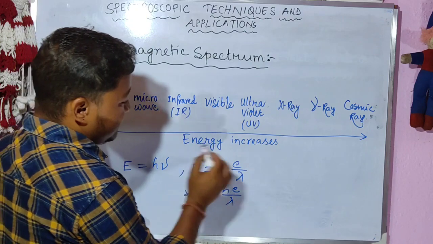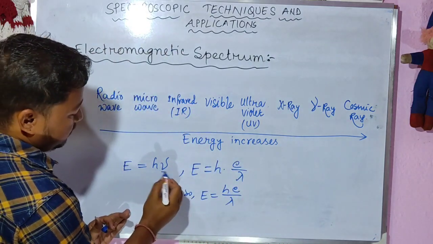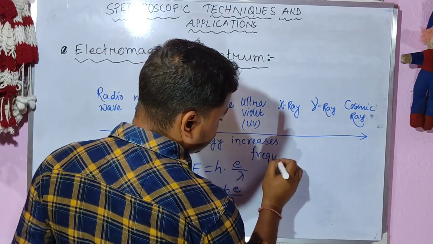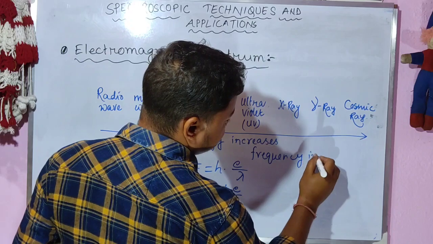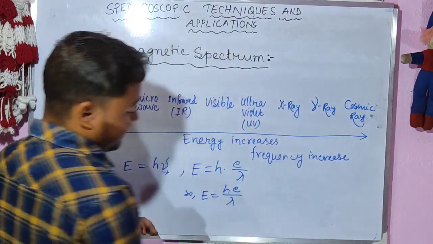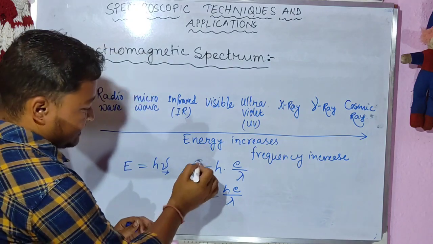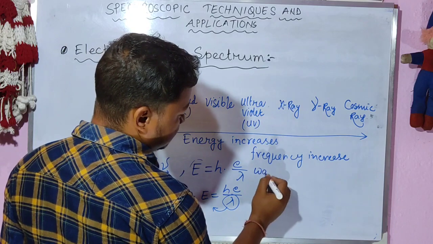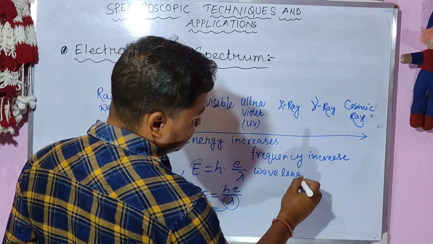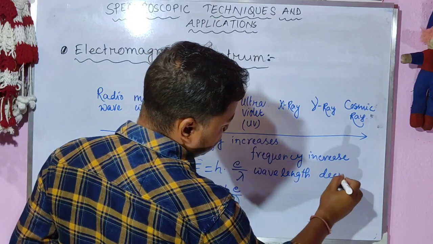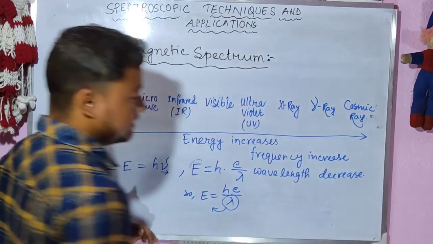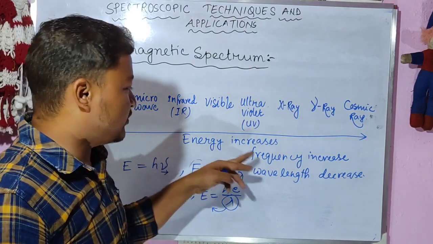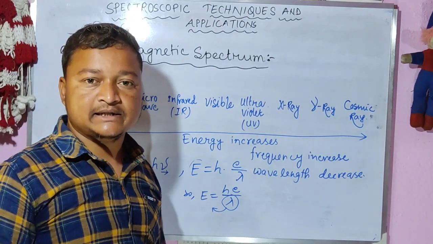So as energy increases, frequency also increases, and as frequency or energy increases, therefore lambda, that is wavelength, decreases. So if we go from left to right, the energy increases, frequency increases, and wavelength decreases.